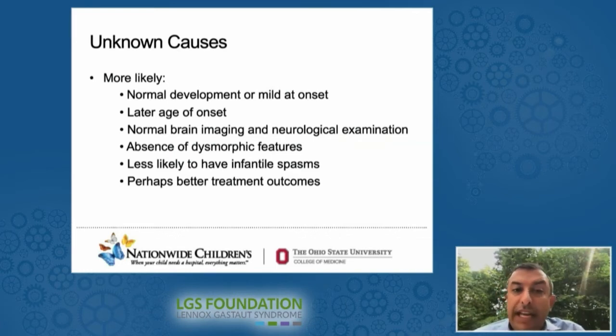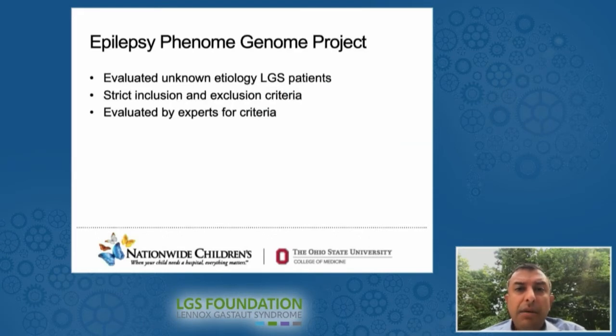They may have occurred later at age of onset, so maybe past that typical time frame that was discussed earlier. Normal brain imaging and neurological examinations, perhaps absence of dysmorphic facial features or other features that would be more present in a genetic cause. These patients are less likely to have infantile spasms, and perhaps they have better treatment outcomes. But let's dive in a little bit more on this so we can potentially have a learning opportunity as it relates to etiology for LGS.